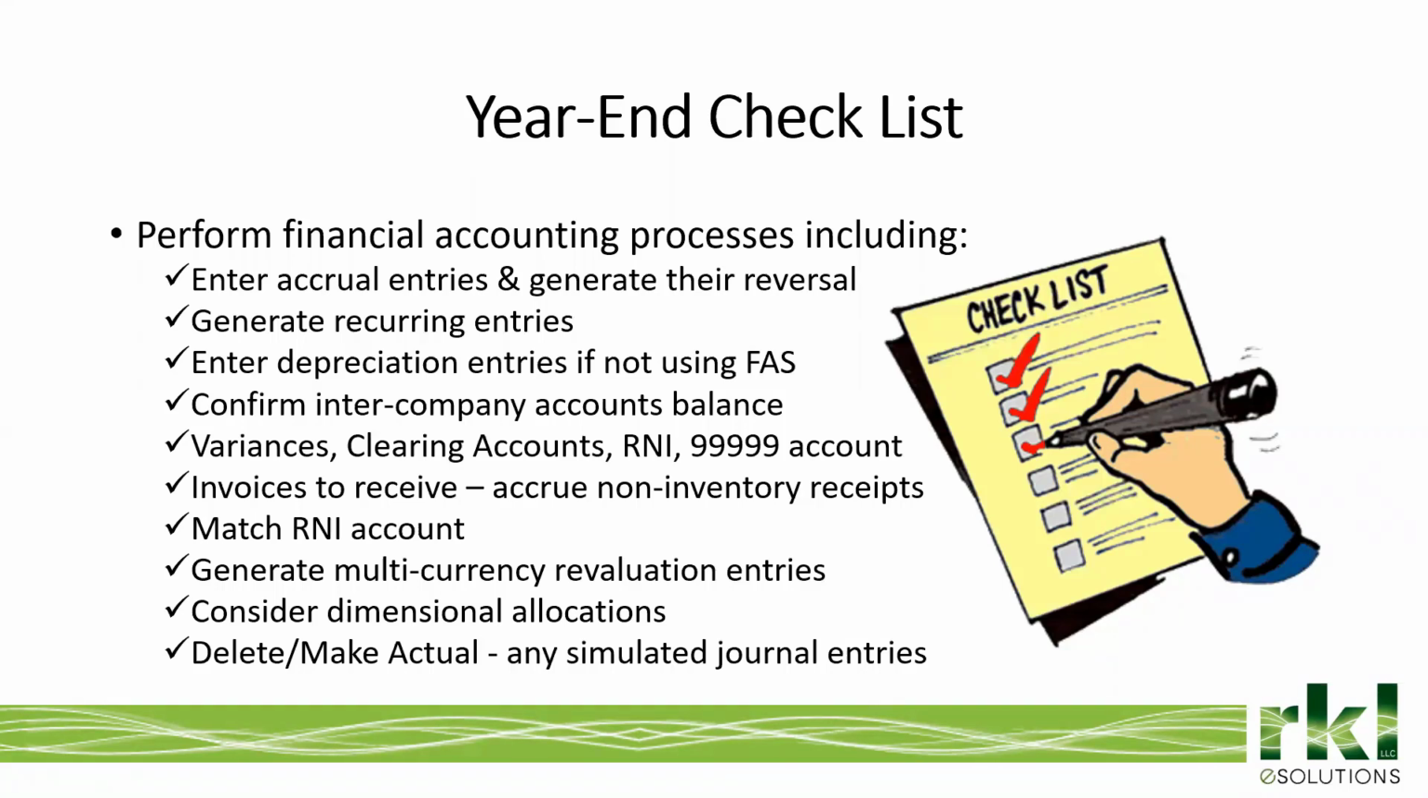And for depreciation, assuming you're not running a recurring task or that you aren't using fixed assets, you'll want to ensure to make your depreciation entries as well. Okay. You're also going to want to confirm all your intercompany account balances, making sure your due tos match your due froms between all of your companies. You'll then need to check your variances and your variance accounts, your clearing accounts, your R&I, your S&I, and your 999s, which would just be the suspense account.